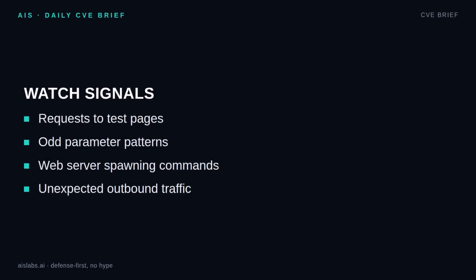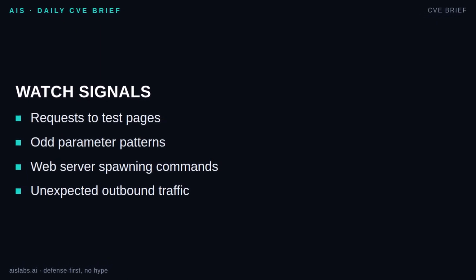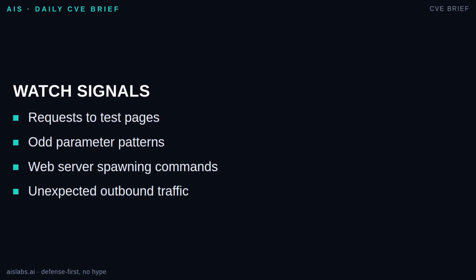For detection, start with web access logs. Look for requests targeting ADOdb test pages or similar diagnostic pages, especially from unfamiliar source addresses, unusual user agents, or repeated probing patterns. Then look at parameters. You do not need to publish or share exploit strings to detect abnormal behavior. Focus on requests that contain unusually long values, encoded characters, shell-like metacharacter patterns, or repeated failures around the same endpoint.